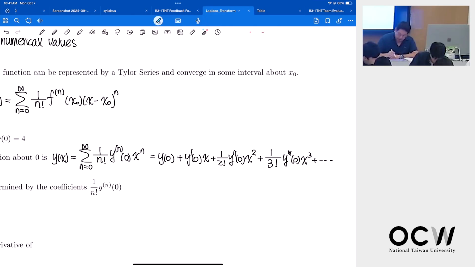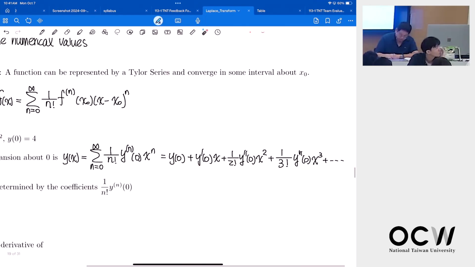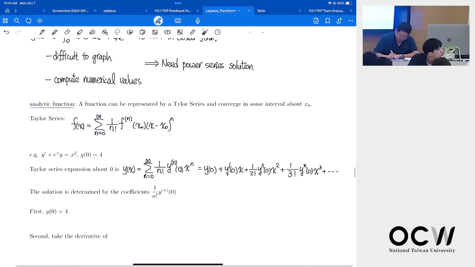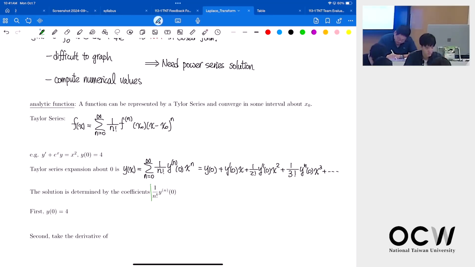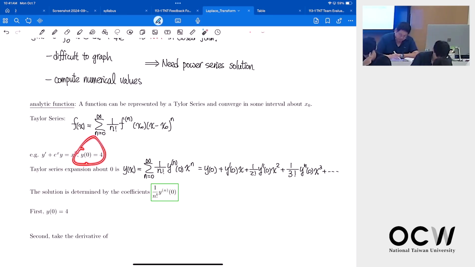And you can see that this is our solution. And our solution is determined by those coefficients. We need to find the coefficient for this. So the solution is determined by the coefficients. So how do we find the coefficients? First, we know that the initial condition y of 0 is 4. So this is 4.